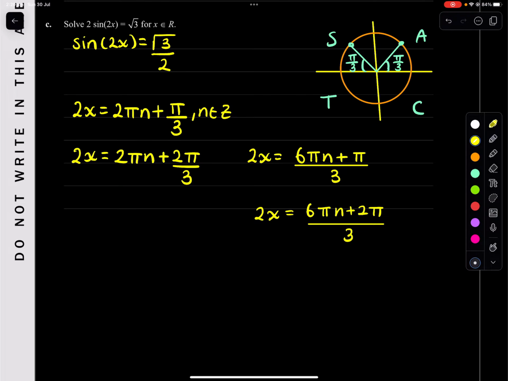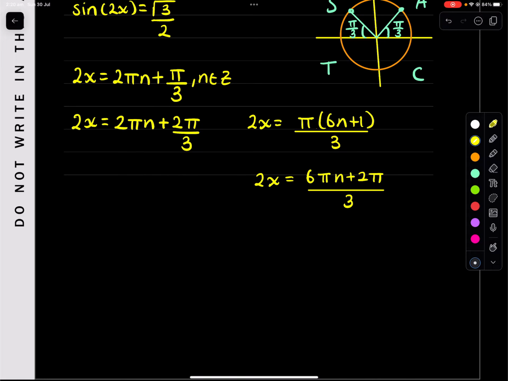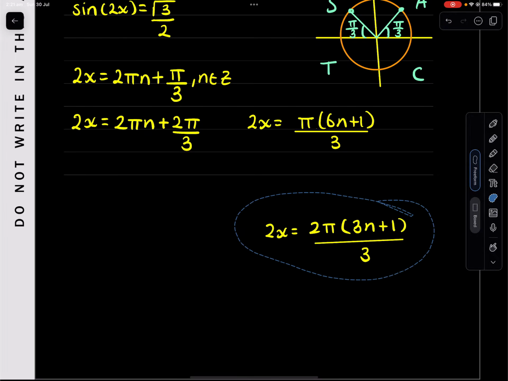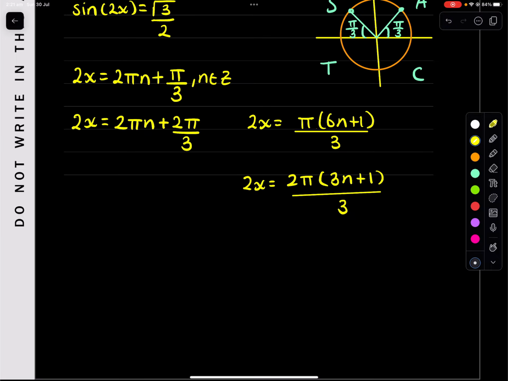All right, so for the first one, we can take pi as a common factor. So we can say pi times 6n plus 1. Is that right? Yep, looks right for this one. And for this one too, we have a common factor of 2 pi. So we can rewrite it as 2x equals 2 pi times 3n plus 1, all over 3. And then we can just rub this one out and replace it with that one. Now we need to get rid of that 2x to make it only x.